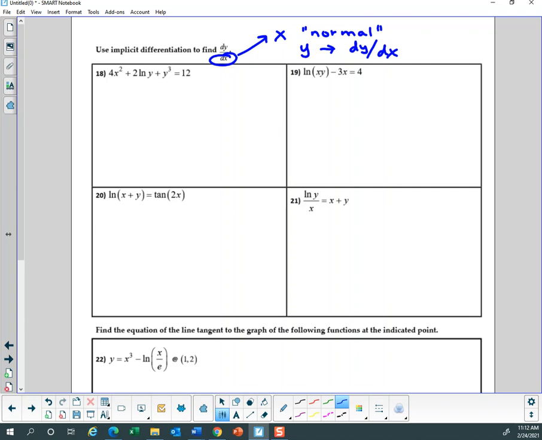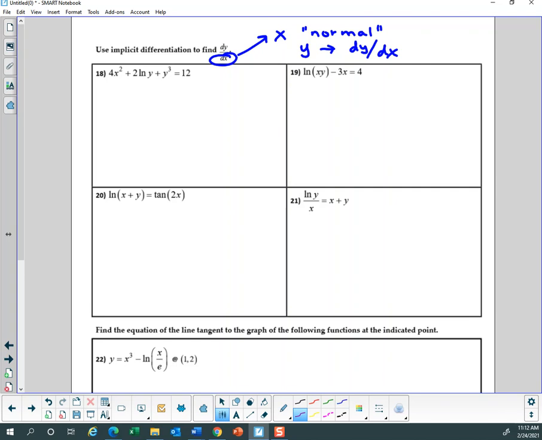And I think we're going to do number 18, and then I think we're going to do number 19. They're all kind of fun. I know you guys are like, yeah, you're sick.